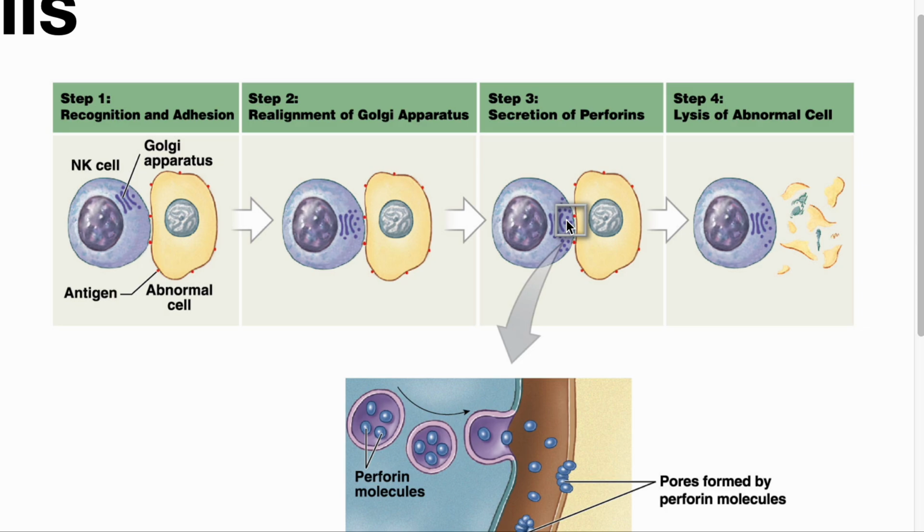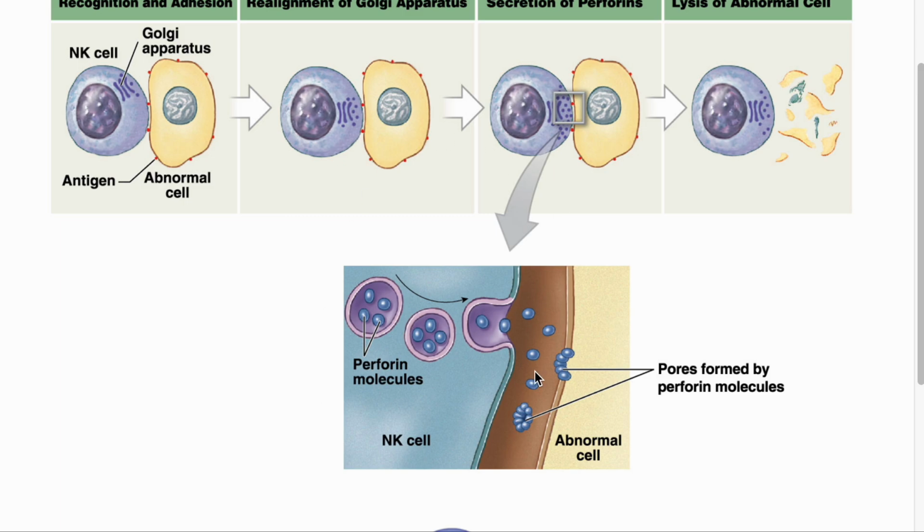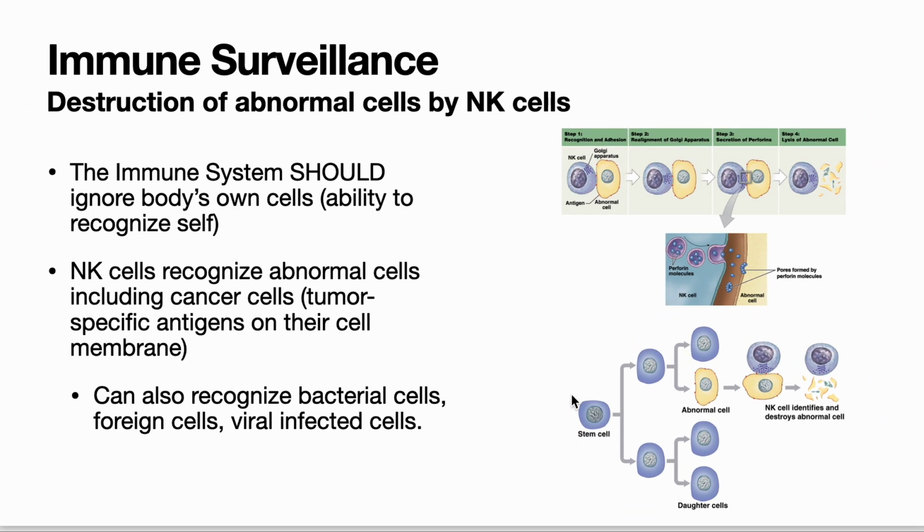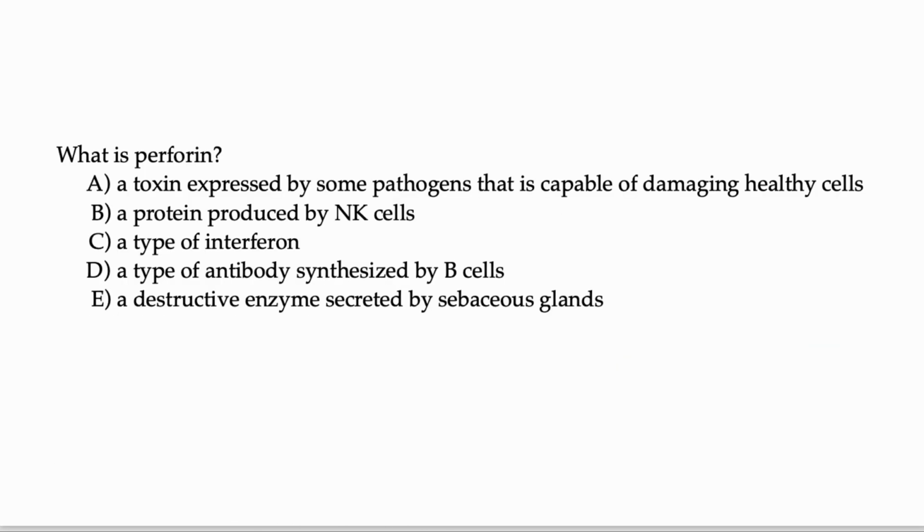and the target cell falls apart and it's destroyed. So you can see here is a little blow up of the vesicles coming from the Golgi filled with perforin being exocytosed into the little space, and then they start to create these little pores on the abnormal cell that ultimately will result in that cell being destroyed. All right, I just think it's a cool little mechanism. So what is perforin?